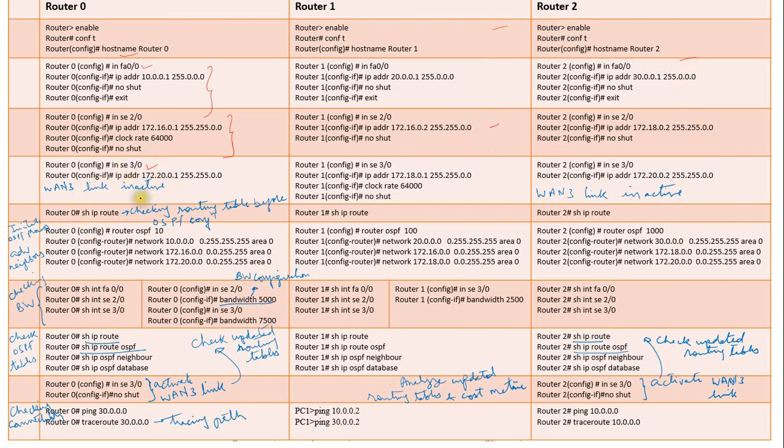And this is the IP address configuration on the serial interface 3/0. Now here you have to note that the WAN 3 link is not activated yet. The WAN 3 link is not activated because the no shut command is not used on this serial interface. Similarly, you have to note here on router 2, we are not going to activate the WAN 3 link initially.